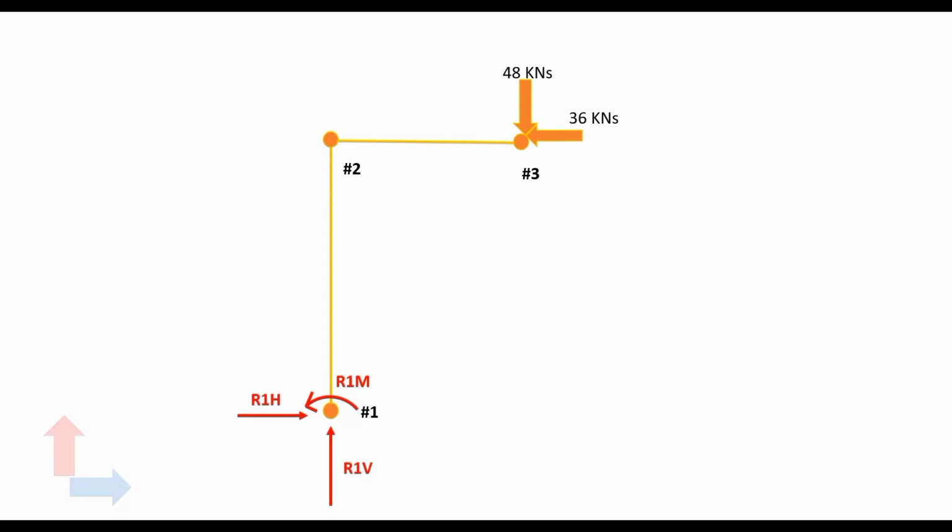Now, we can see that there are 3 unknowns, and as we know that there are 3 conditions of static equilibrium, this is a statically determinate problem. If you want to know more about statical determinacy, please revisit the session where I had discussed this by clicking on the link that is appearing on the top right of the screen now.